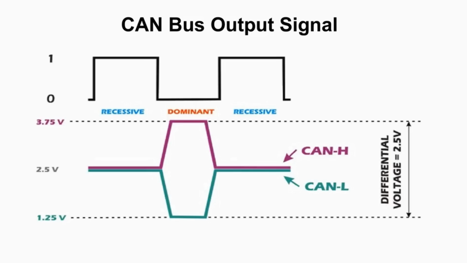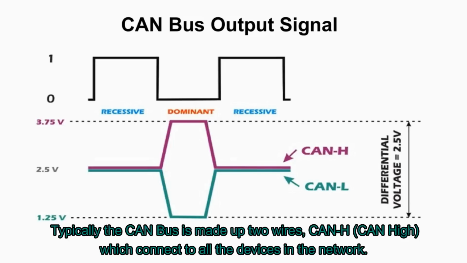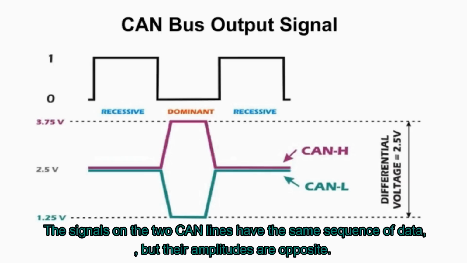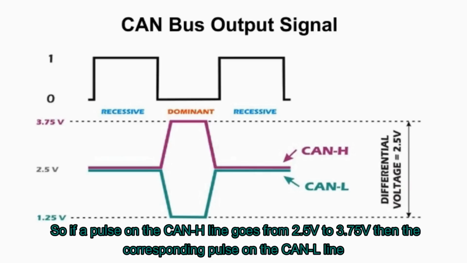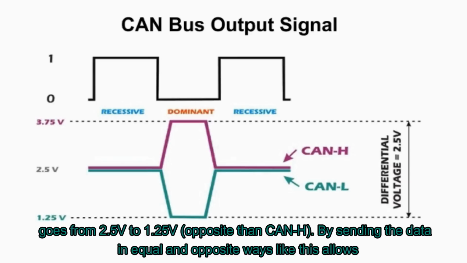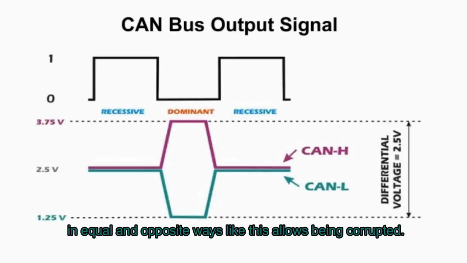CAN bus output signal. Typically the CAN bus is made up of two wires, CAN H and CAN L, which connect to all the devices in the network. The signals on the two CAN lines have the same sequence of data, but their amplitudes are opposite. So if a pulse on the CAN H line goes from 2.5 volts to 3.75 volts, then the corresponding pulse on the CAN L line goes from 2.5 volts to 1.25 volts, opposite than CAN H. Sending the data in equal and opposite ways like this allows for greater noise immunity and therefore less chance of the data being corrupted.